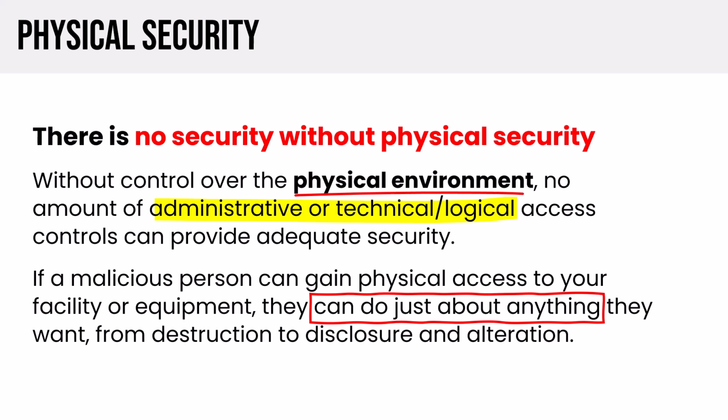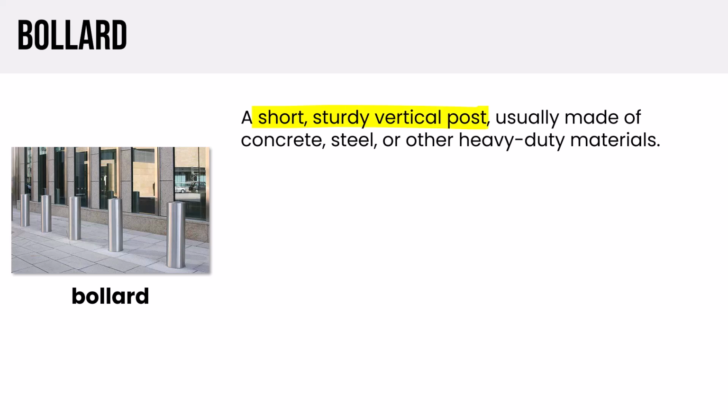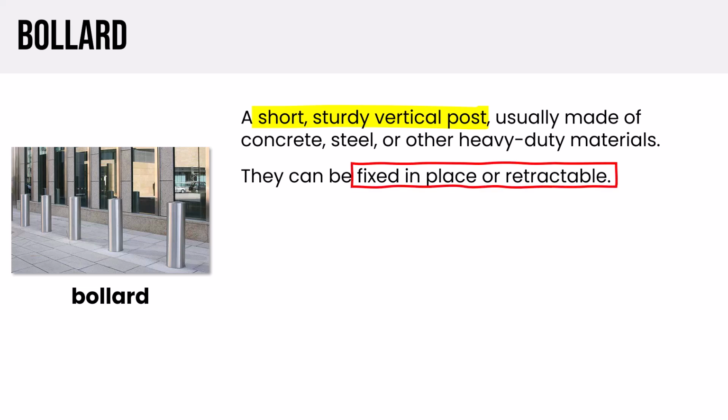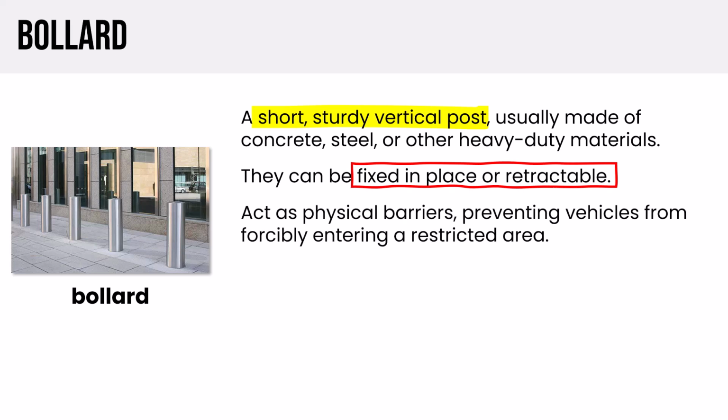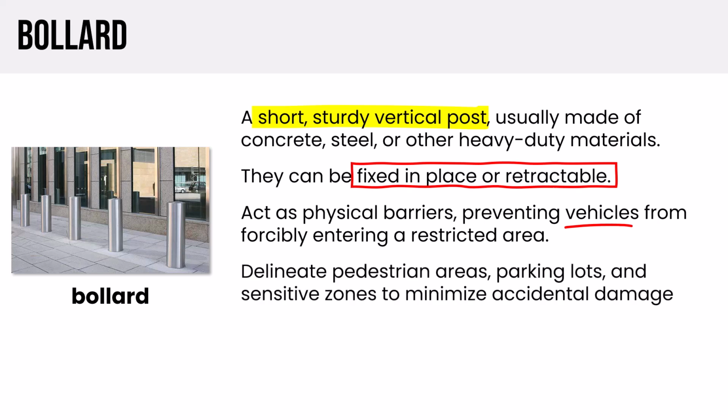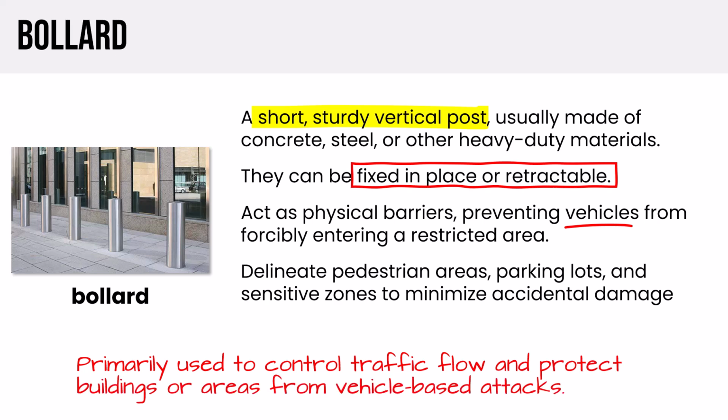And we'll go through the physical security controls mentioned in the exam syllabus in order, beginning with the bollard, which is a short, sturdy, vertical post, usually made of concrete, steel, or some heavy-duty material. They can be fixed in place or retractable, but they act as physical barriers, preventing vehicles from forcibly entering a restricted area. They often delineate pedestrian areas, parking lots, and sensitive zones to minimize accidental damage, but they're primarily used to control traffic flow and protect buildings or areas from vehicle-based attacks.